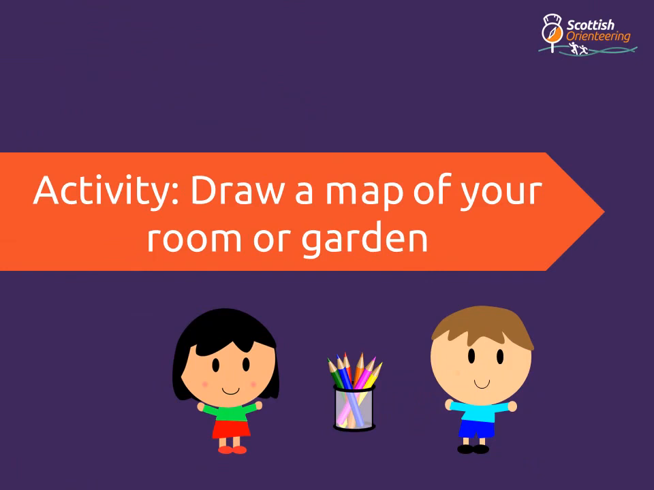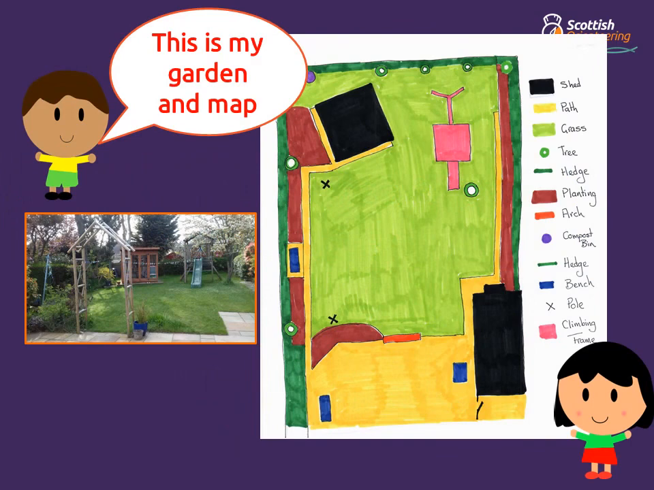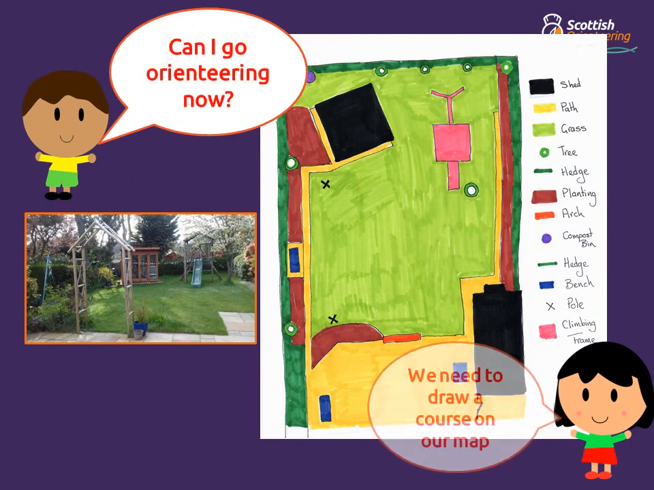Your first challenge activity is to draw a map of somewhere you know well. It could be your bedroom, another room in your house, your garden, a local park, part of your school playground. You choose and draw your own map. You can see here an example of a map of my garden. We can now use this map to go orienteering.